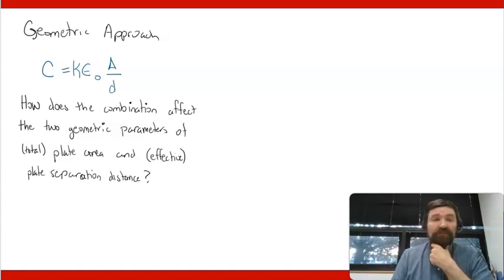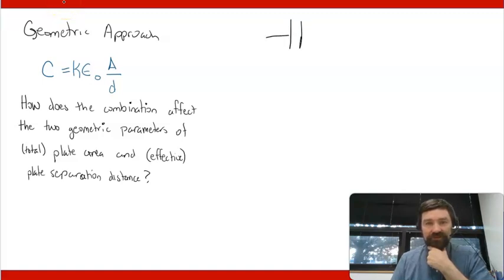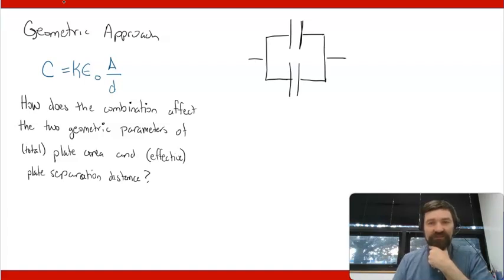So we could begin by, for example, a parallel connection. In a parallel connection, I have a plate here, I have a plate here, and then I branch down here, and I have a plate here, and I have a plate here. For the sake of argument, let's treat the plates as if they have the same separation distance. So if this right here is D, then these two are also separated by D. But this pair of plates has area A1. This pair of plates has area A2.